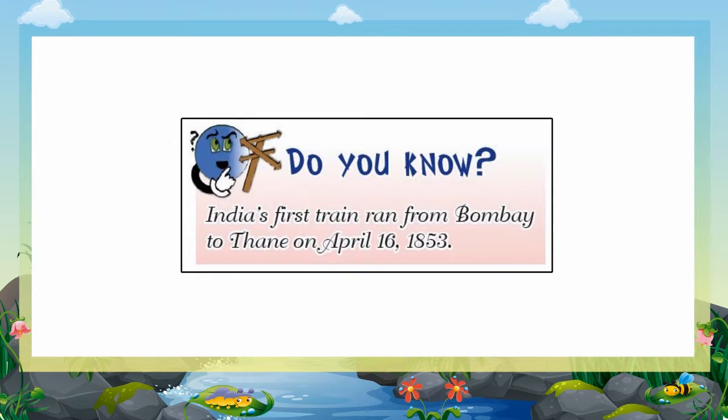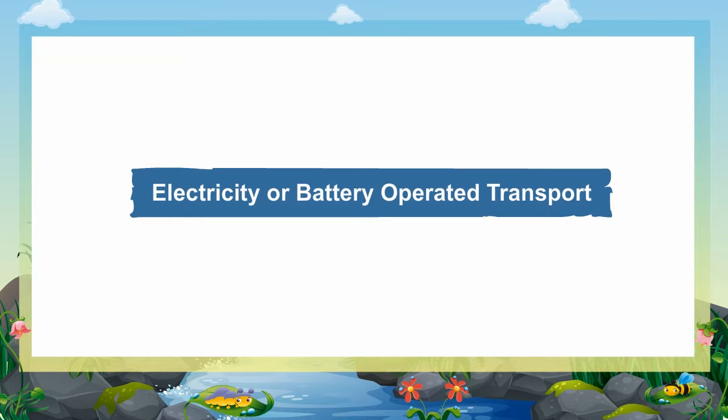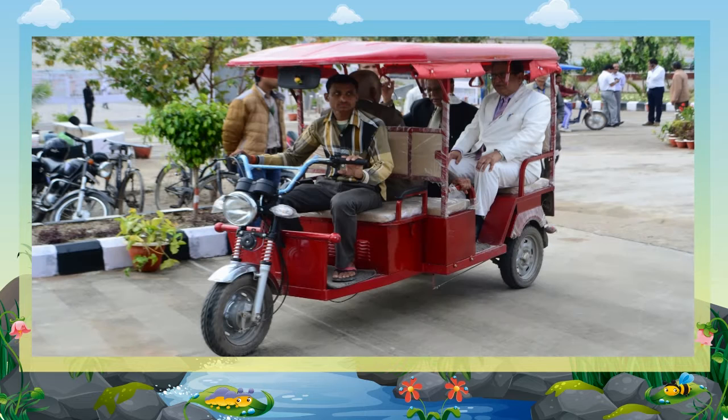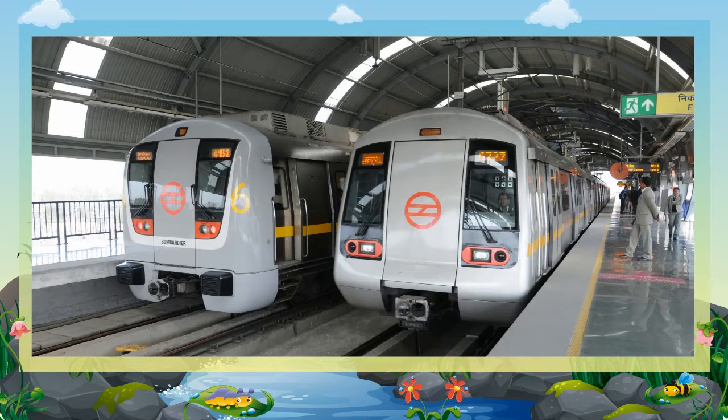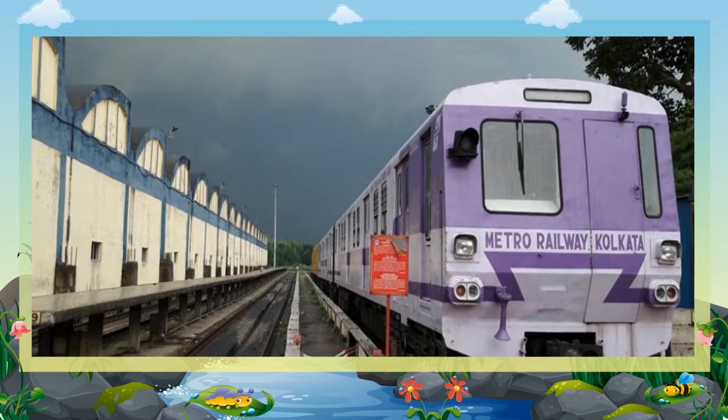Do you know? India's first train ran from Bombay to Thane on April 16, 1853. Electricity or battery-operated transport. There are e-rickshaws which run on battery power and help us to travel fast in local areas. The train also runs on high-voltage electric power. For example, in large cities like Delhi and Kolkata, we have metro trains for local transport.